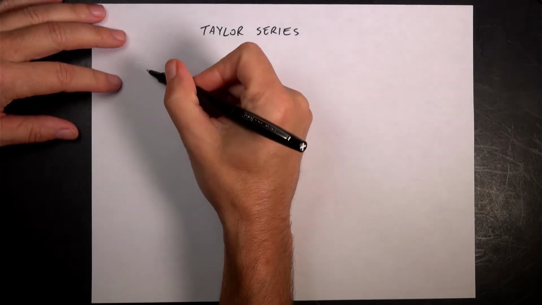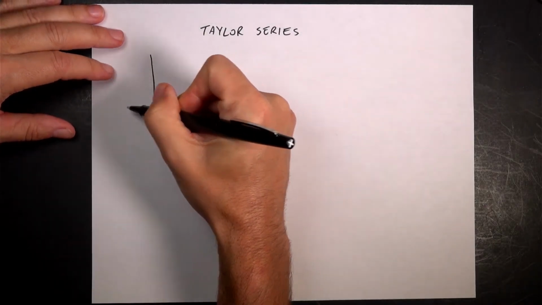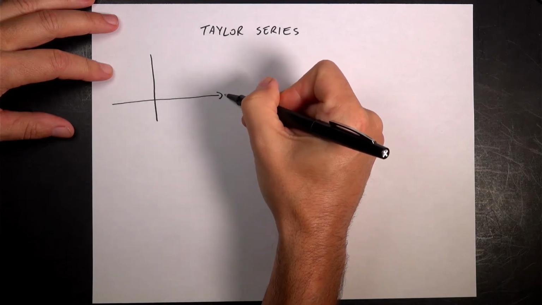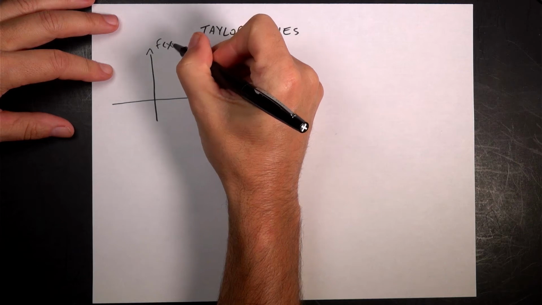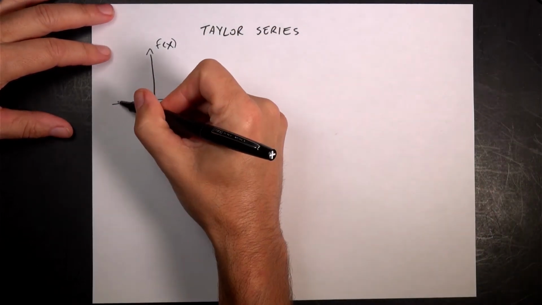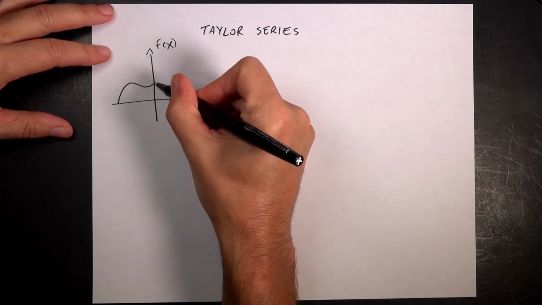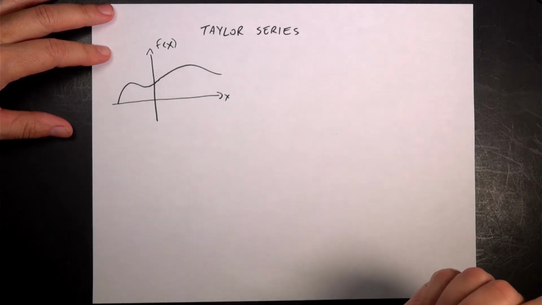Let's imagine that I have some function. This is the x-axis, and this is f of x. And I know what the form of it is, but let's just say it goes something like this. Like that. There's my function.